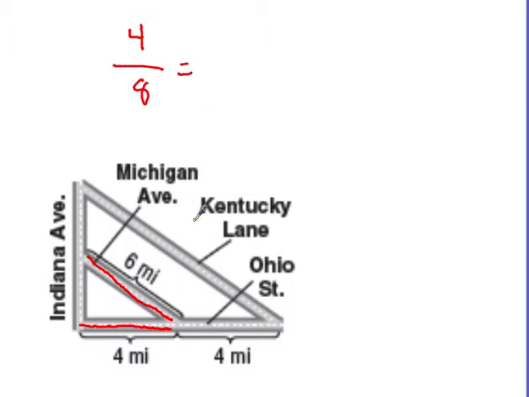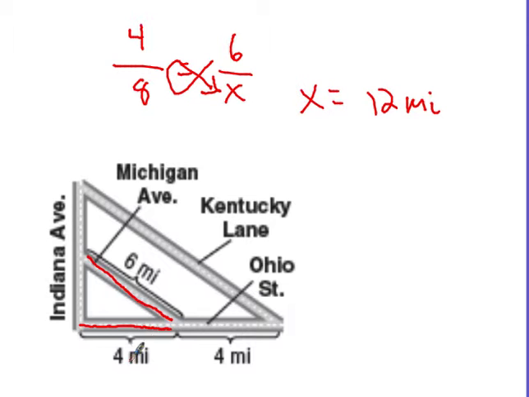So 4 over 8 equals what? Wouldn't it just be 8 over x? 6 over x. This is a 6. So 6 over x. Good. This is another one that's pretty easy to see the relationship. X equals 12 miles. Kentucky Lane is 12 miles long.